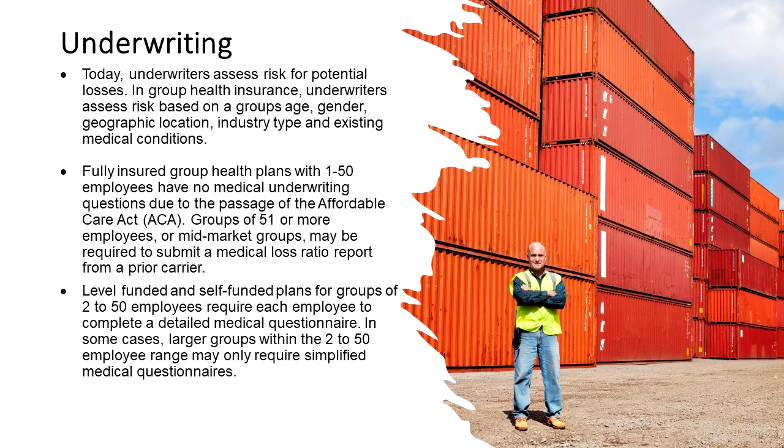In group health insurance, underwriters assess risk based on a group's age, gender, geographic location, industry type, and existing medical conditions. Fully insured. Fully insured group health plans with 1 to 50 employees have no medical underwriting questions due to the passage of the Affordable Care Act. Groups of 51 or more employees, or mid-market groups, may be required to submit a medical loss ratio report from a prior carrier.